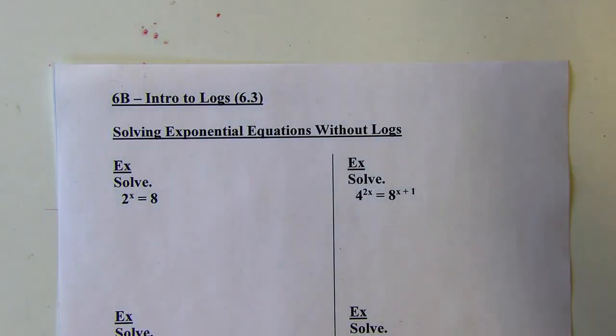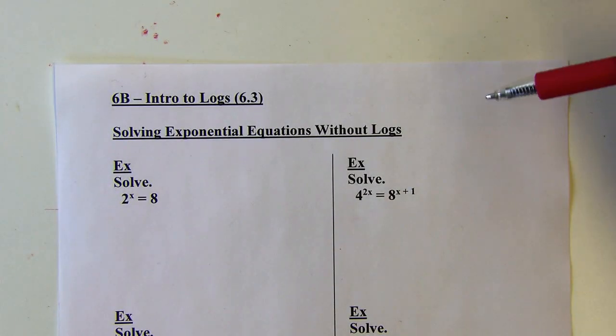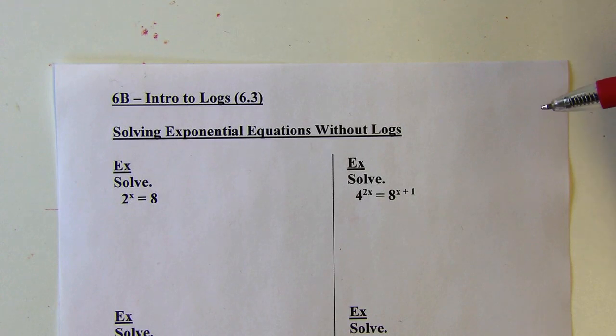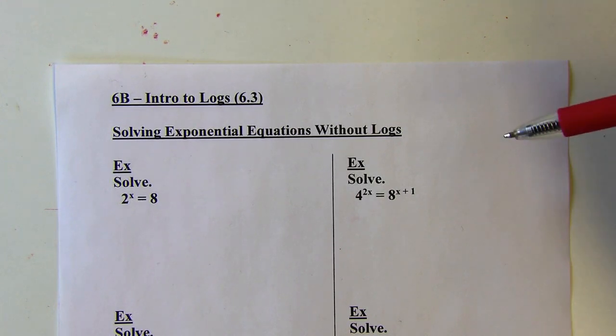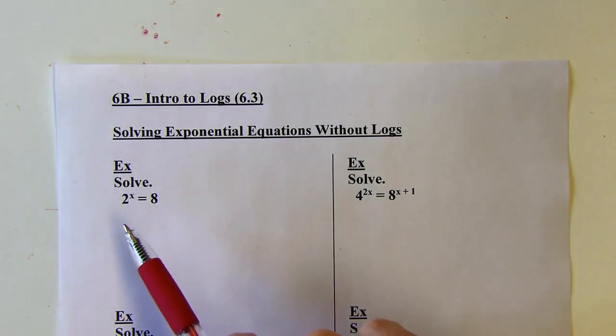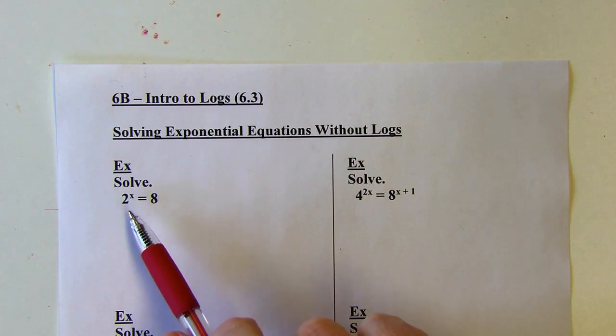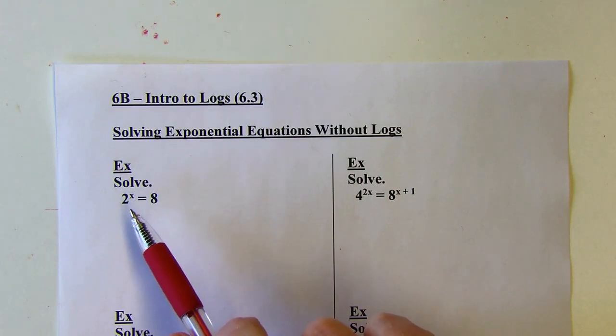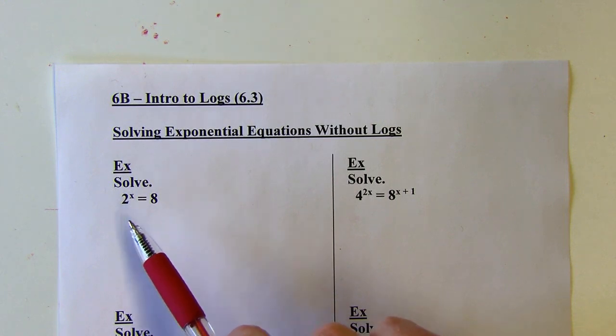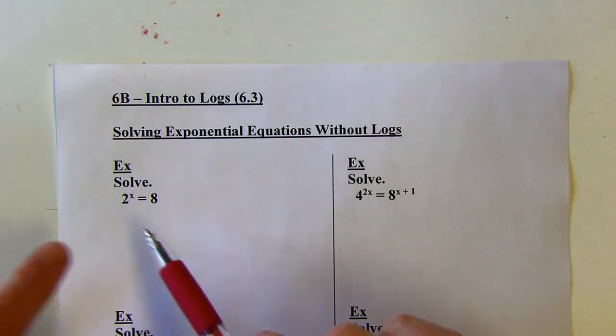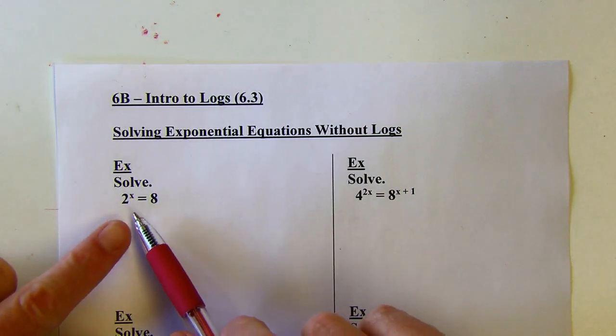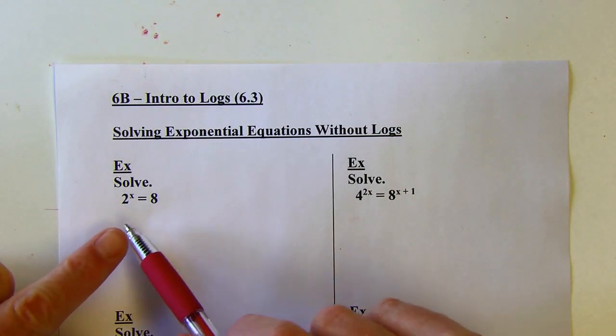All right, so before we get into logs, I'm going to show you how to solve some exponential equations without logs. There are certain types that we can do that with. If we had 3 to the x equals 8, that would be a problem because 3 to the first is 3, 3 to the second is 9. So it would be 1 point something. But it's hard to get a precise answer. But with this particular one, I can just kind of do this mentally.